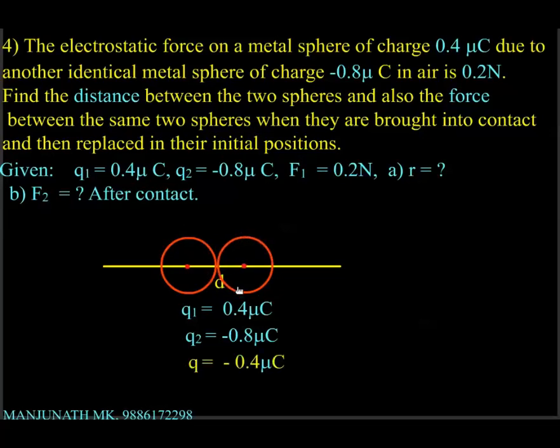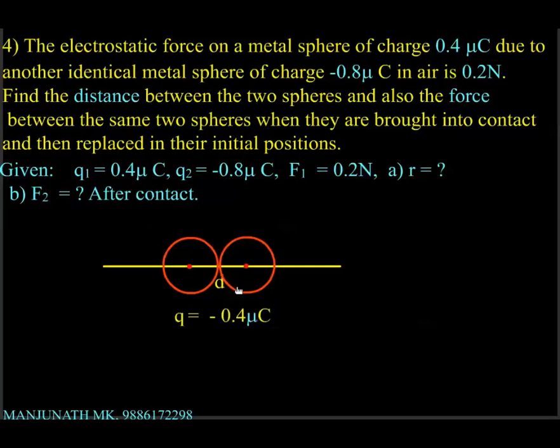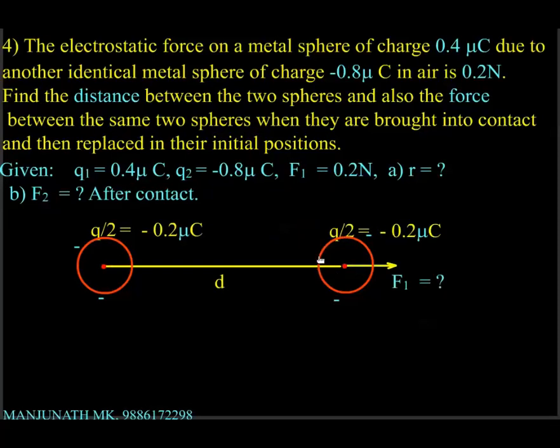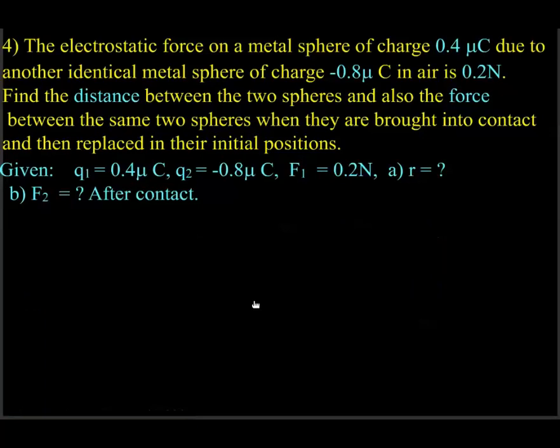So now they are brought to their initial positions like this. So on this one 0.2 microcoulomb and this one also 0.2 microcoulomb, both of them are negative. As they are negative, this sphere repels this one in this direction, and this sphere due to its charge repels this sphere in this direction. So this force has to be calculated. This is F2. So now let us discuss one by one.